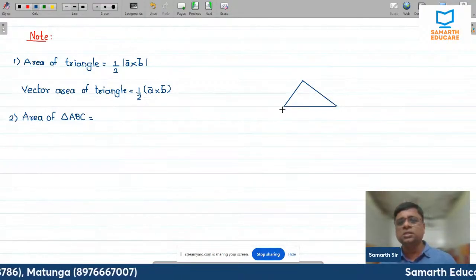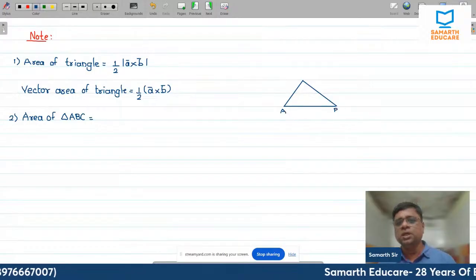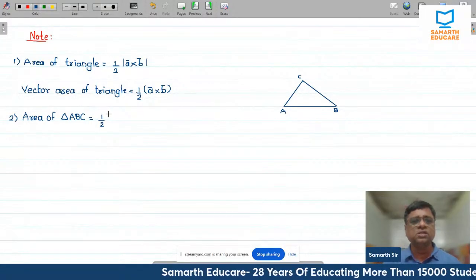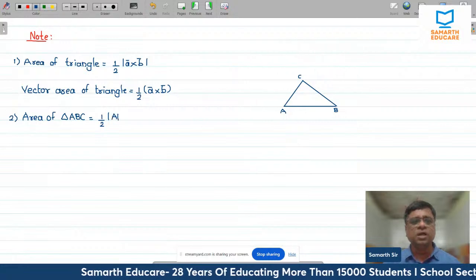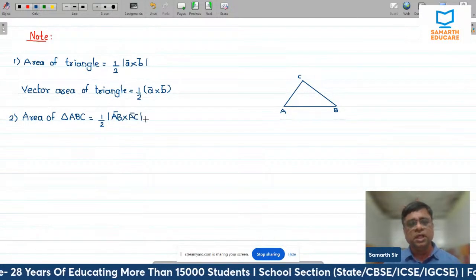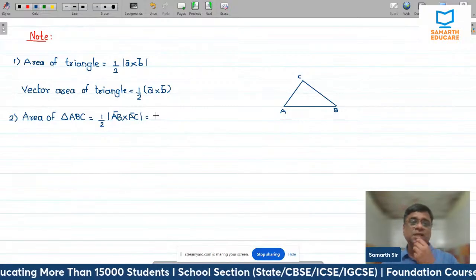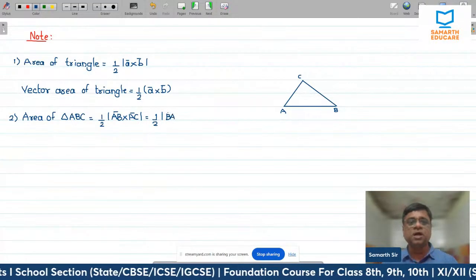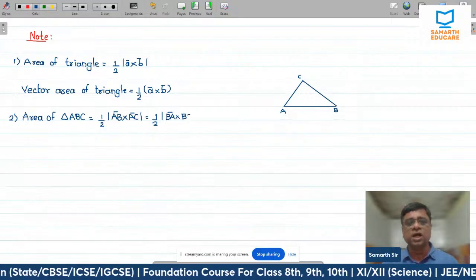Okay, then this is A, B, and C. So what are the co-initial vectors? The co-initial vectors are half AB bar cross AC bar. Then the question might come, sir, can I write this as BA bar cross BC bar? Absolutely, yes, you can do that.